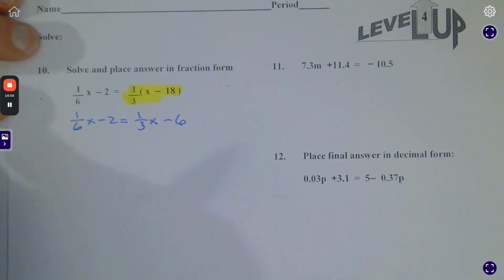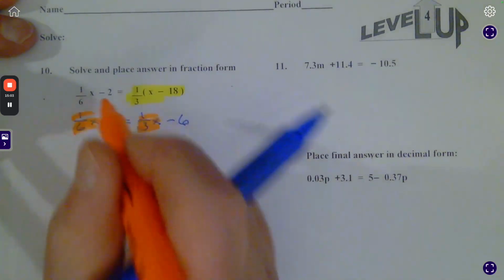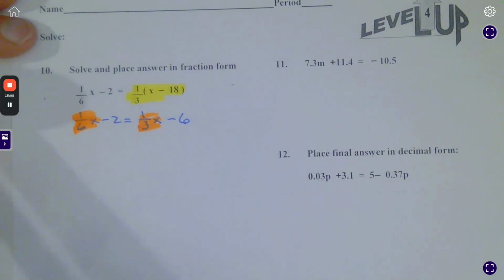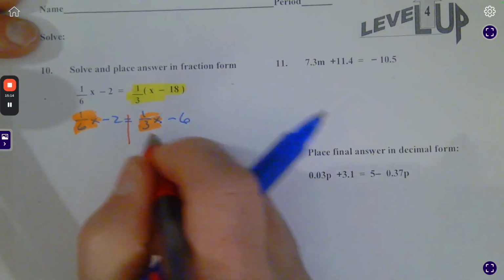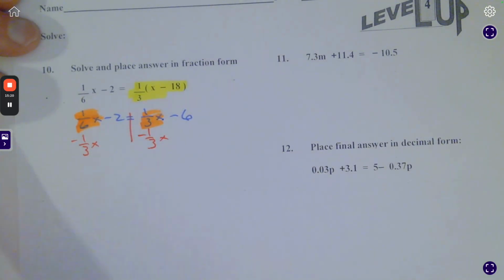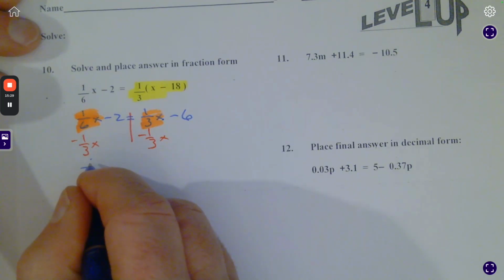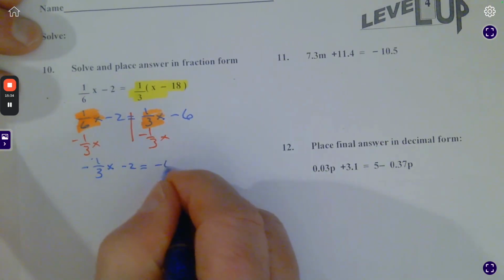All right, now what I notice is I don't have like terms, but I have fraction terms on both sides of the equal symbol. So I need to combine these. But I can't combine them until I do inverse operations. So to move from this side to this side, inverse. Opposite of a plus is a minus. 1/6 minus 1/3 is positive. That's negative 1/3 x. Minus 2 equals negative 6.